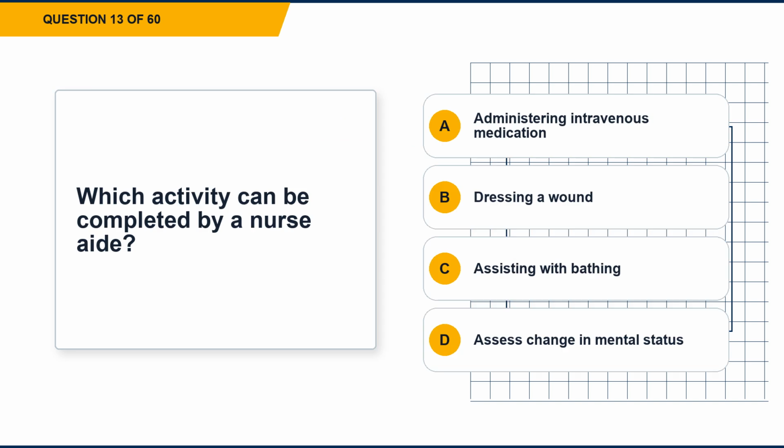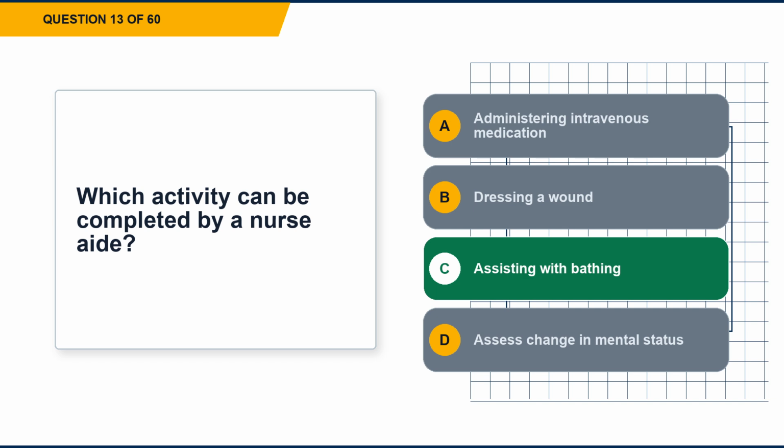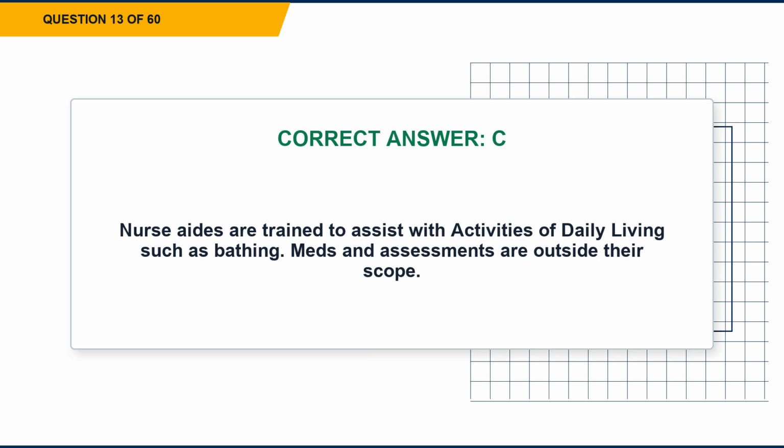Question 13. Which activity can be completed by a nurse aide? Option A, administering intravenous medication. Option B, dressing a wound. Option C, assisting with bathing. Option D, assess change in mental status. The correct answer is option C, assisting with bathing. Explanation: nurse aides are trained to assist with activities of daily living such as bathing. Meds and assessments are outside their scope.